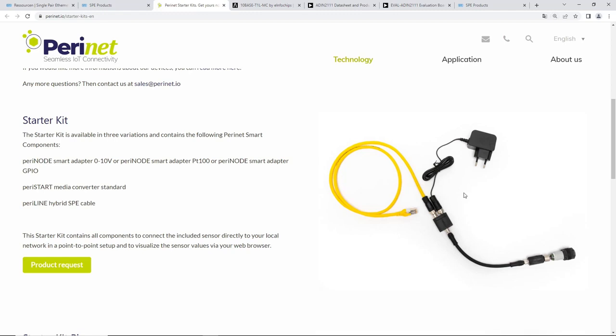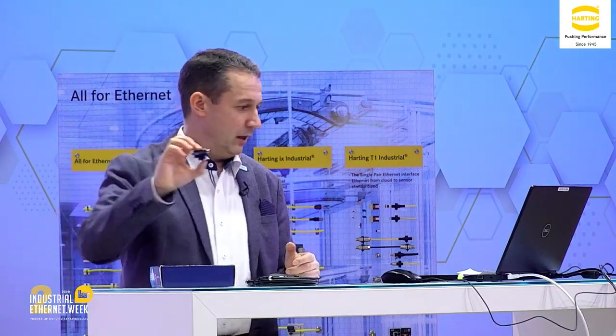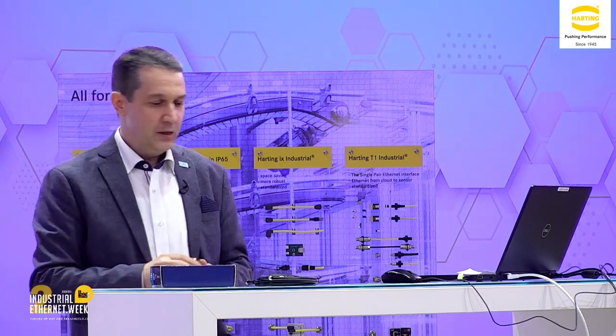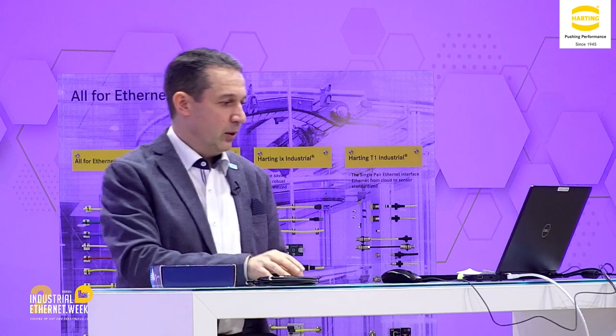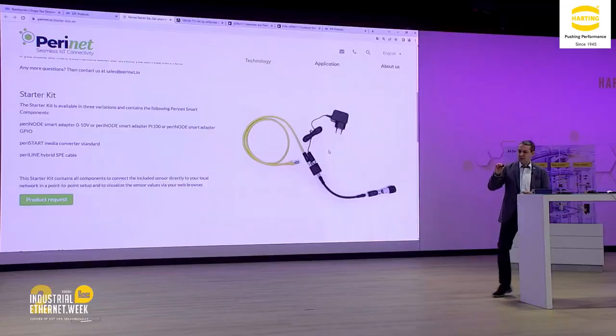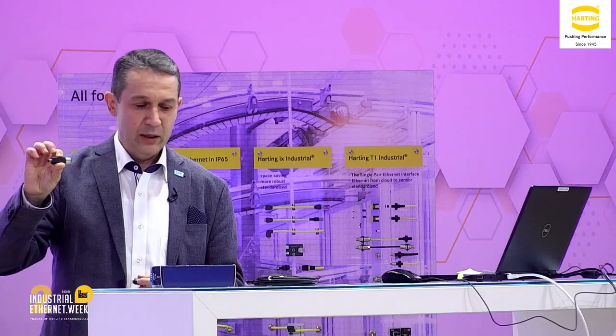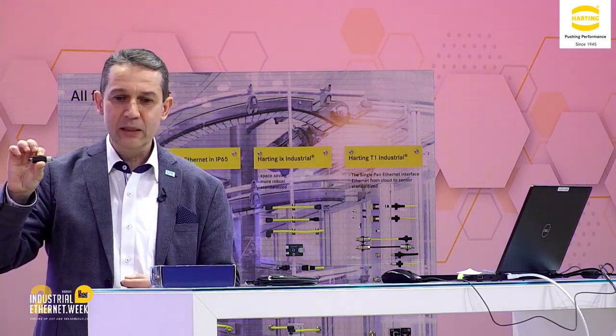And these devices here on the screen are very small. You have a kind of media converter where you can go from your standard network via this media converter to the single pair Ethernet network when you have the different cables. And Perinet developed a very nice device. It's a so-called Peri-node, where you can connect standard sensors and make this connector into a real network device.